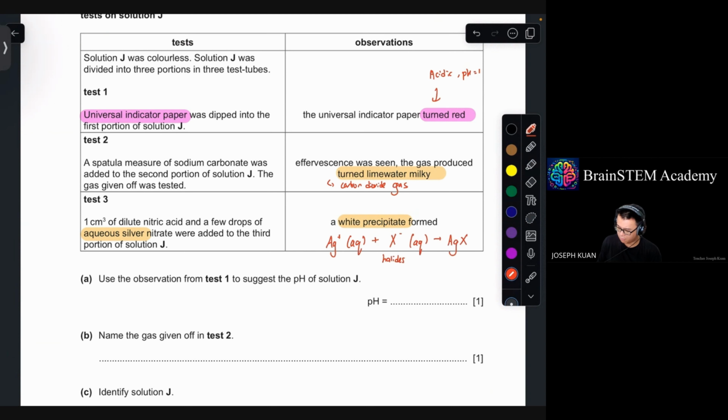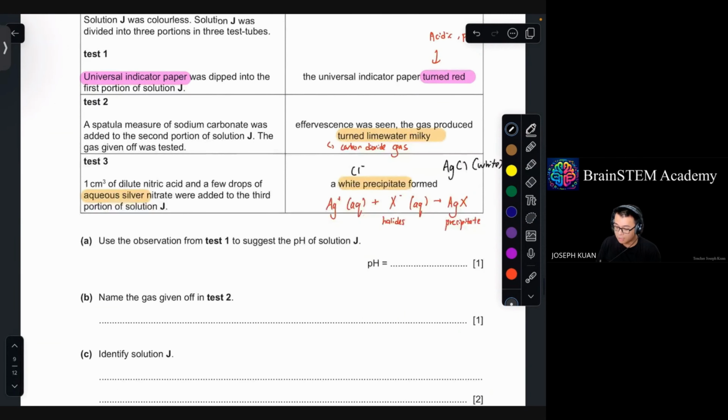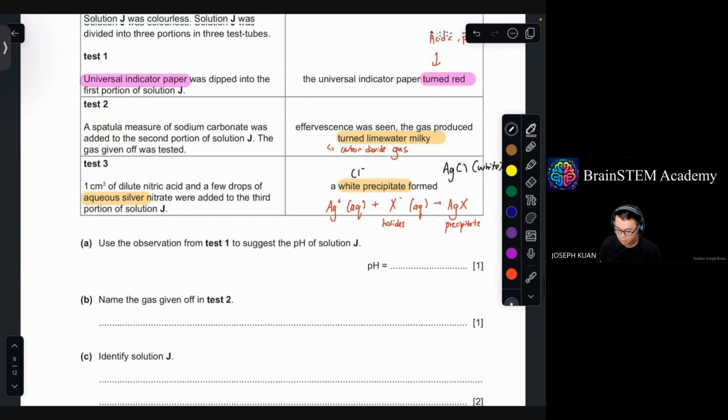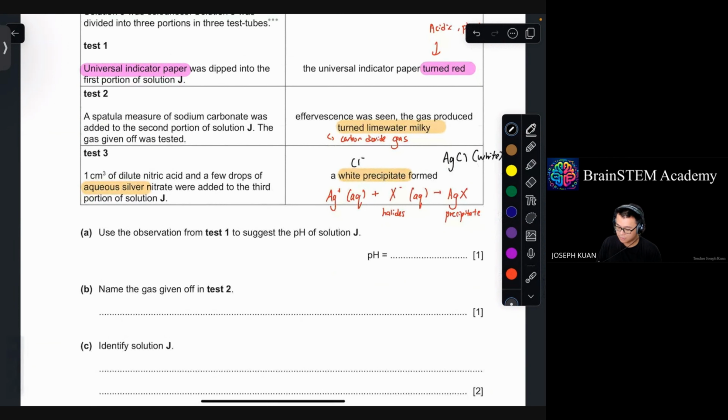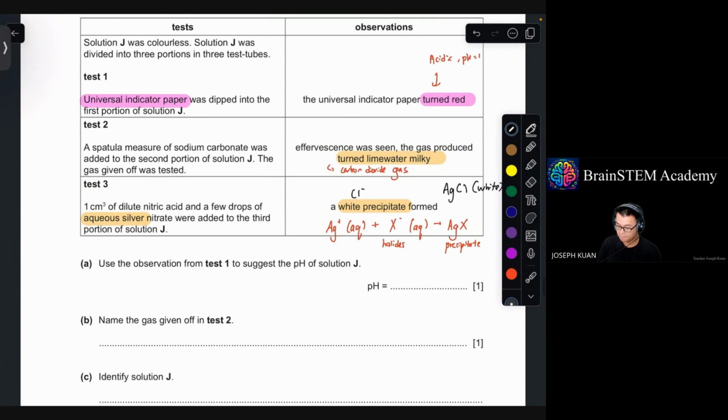And specifically, the halide that forms a white precipitate will be chloride, because silver chloride is white in color. All right, we've analyzed the given observations already. Let's look at A. Use the observation from test 1 to suggest the pH of solution J. So it's 1, extremely acidic.